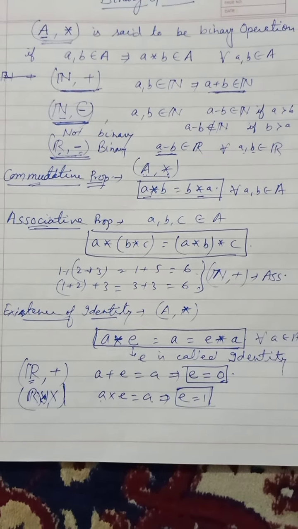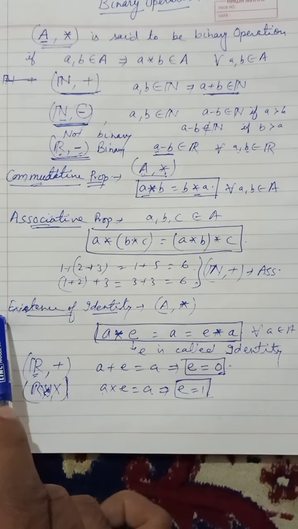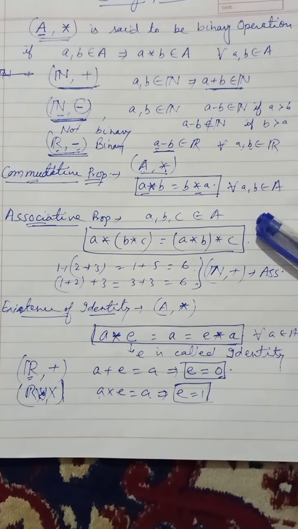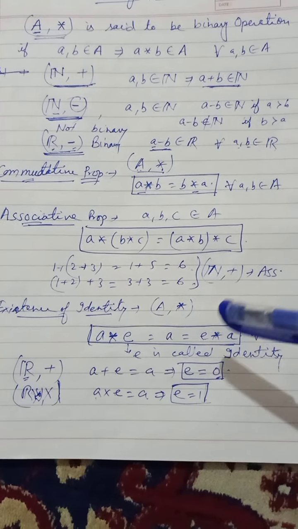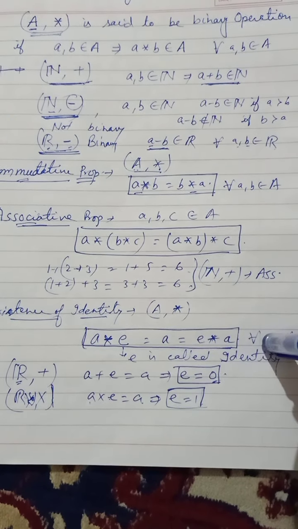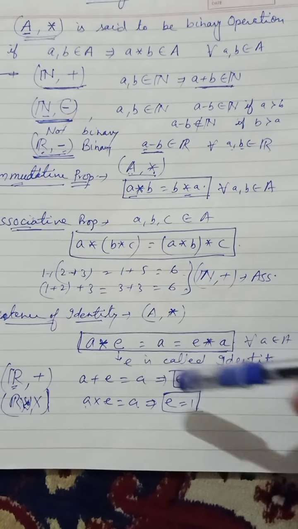And these two are. And then the third most important property is existence of identity. That means if any binary operation is given, we have to check whether identity exists or not. Okay. So how to check the identity? First we have to know the definition of identity. What is the definition of identity?